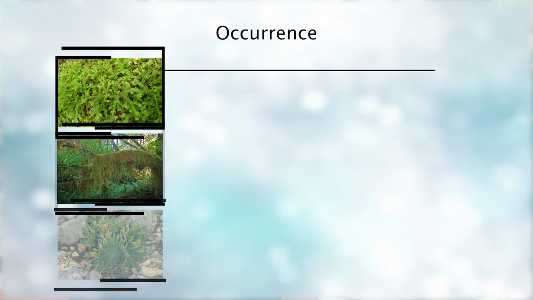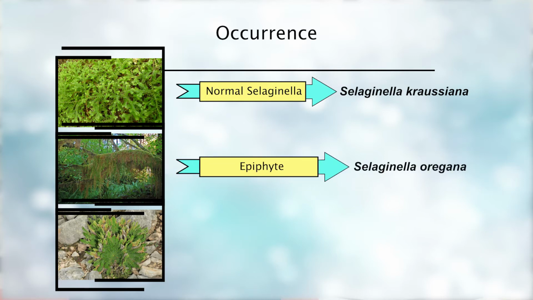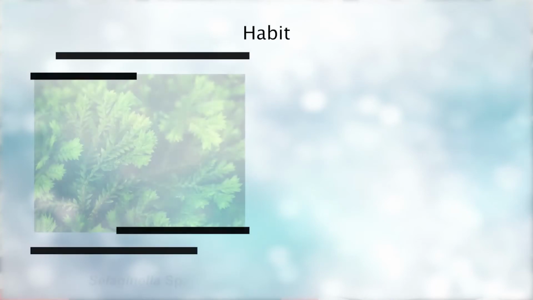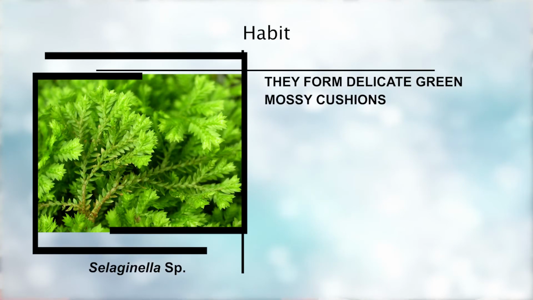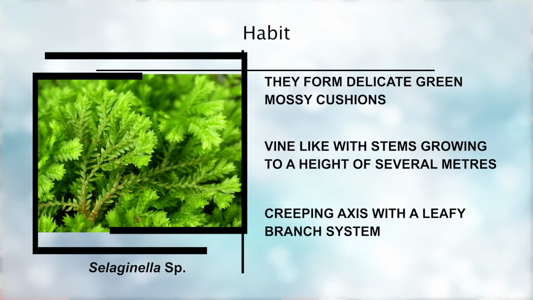Here I have given the pictures of the said plants. Here is the normal Selaginella that I have talked about, which grows in tropical forest. Here is the epiphyte and this is a xerophyte. Now habit. They form delicate green mossy cushions. Some are vine-like and the others are creeping axes with a leafy branch system.